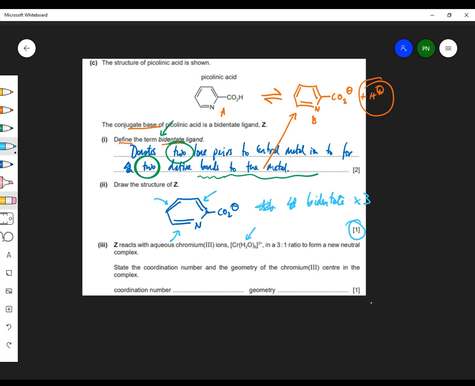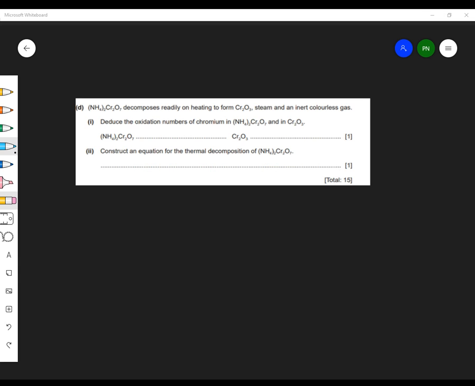All right, so Z reacts with aqueous chromium ions in a 3:1 ratio to form a neutral complex. State the coordination number and the geometry of the chromium 3 in the complex. Well, the coordination number is going to be 6, okay? And the geometry is going to be octahedral. It must be if it's coordination number 6. All right, so let me knock that off and get to the next bits.